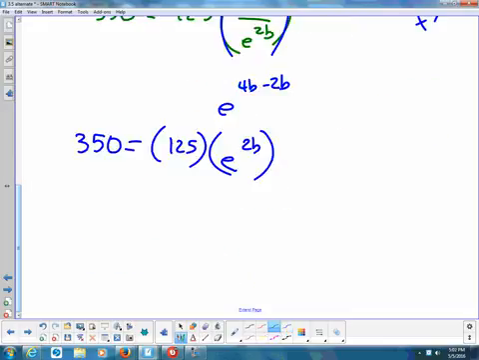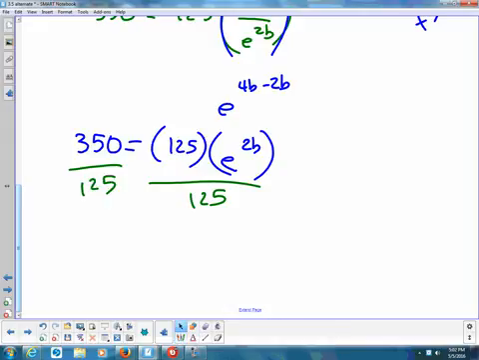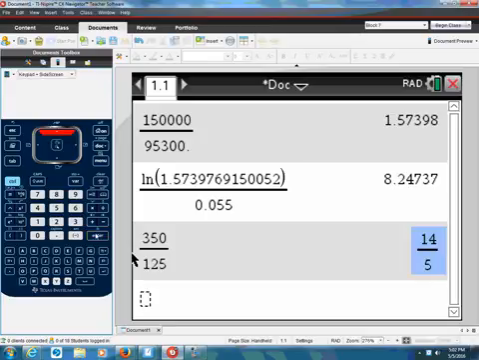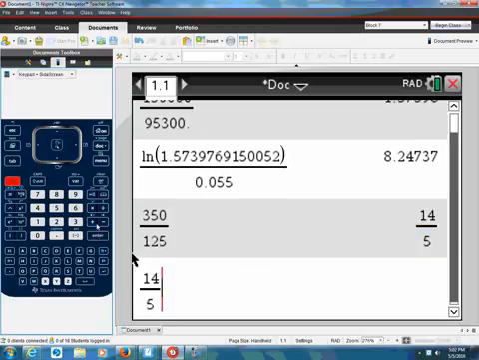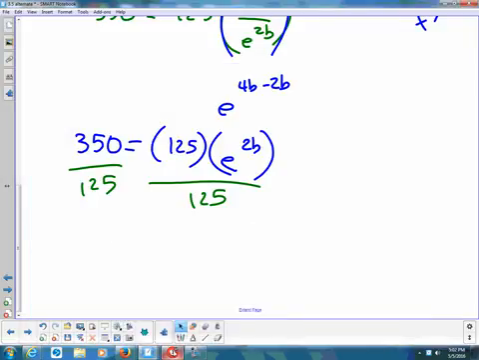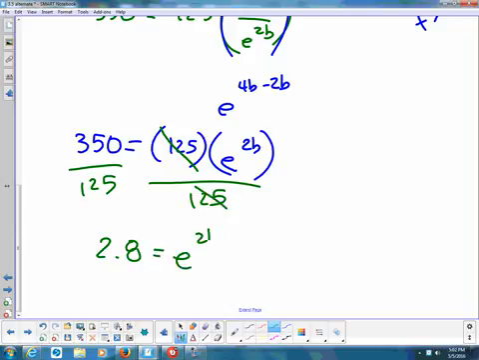And let's divide both sides by 125. And we get 350 divided by 125. I'm getting 14/5, which is approximately 2.8. So this side is 2.8 equals e to the 2b.